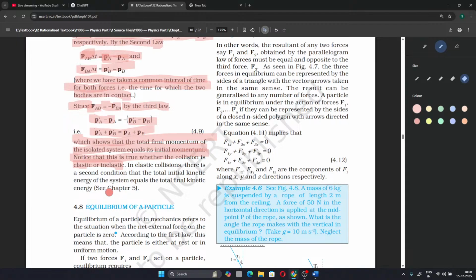What are elastic and inelastic collisions? We will see. In elastic collisions, there is a second condition: the total initial kinetic energy of the system equals the total final kinetic energy of the system. Basically, the total initial kinetic energy before collision is equal to the total final kinetic energy after collision.